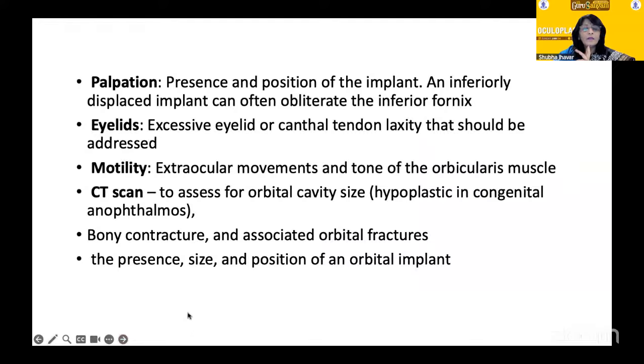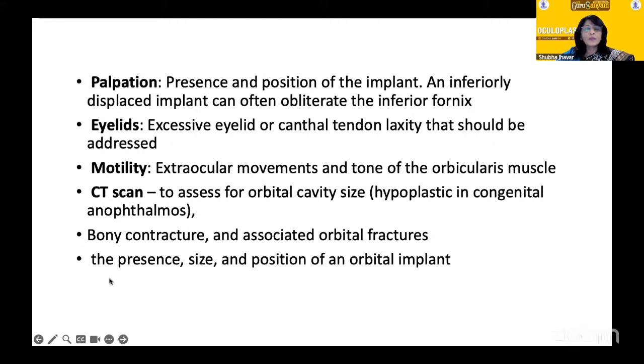Okay. So now next we go on to the palpation part, where presence and position of the implant is seen. So an inferiorly displaced implant can often obliterate the fornix. Then excessive eyelid or canthal tendon laxity also needs to be addressed for the prosthesis to maintain there. And extraocular movements and tone of orbicularis is seen.